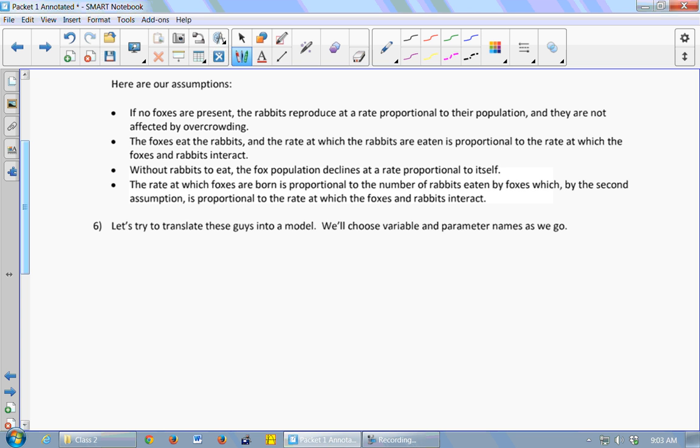We're going to choose variables and parameters as we go. So let's start with the most basic: R will be rabbits. F will be foxes. dR/dt and dF/dt will be the rate of change of the size of those populations respectively. And t will be time.